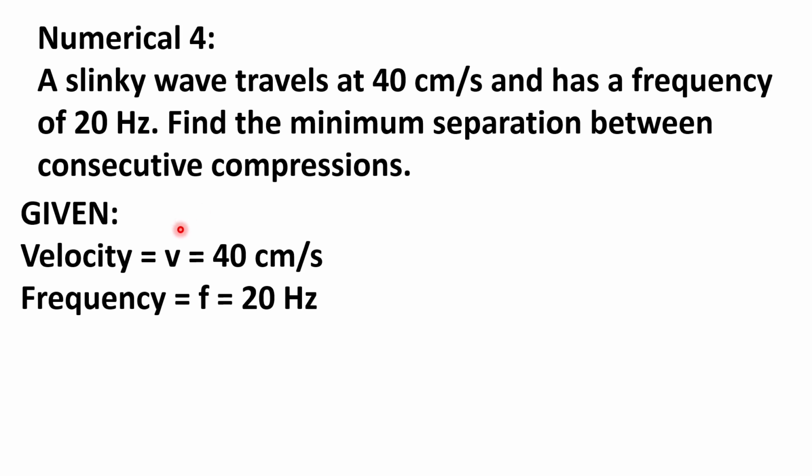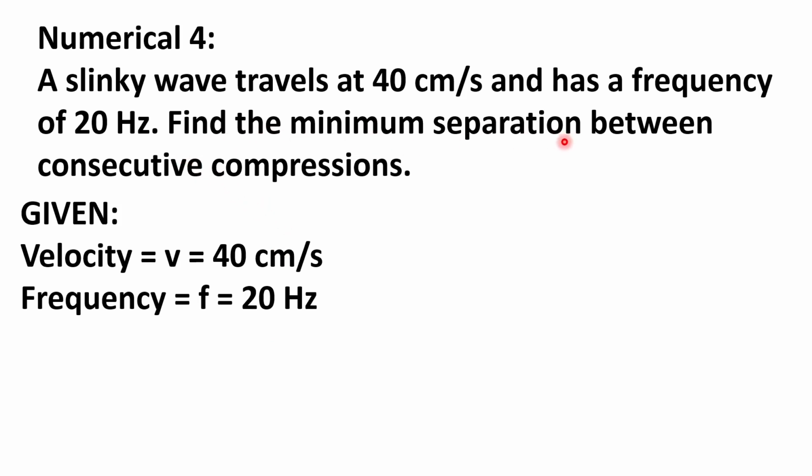First of all, we will look over here the given data. The slinky wave travels at 40 centimeter per second. It means that the velocity of the wave is 40 centimeter per second. And similarly, it has a frequency of 20 hertz. So frequency is given, frequency is 20 hertz. Here, centimeter per second is the unit of velocity, as we know, and hertz is the unit of frequency.